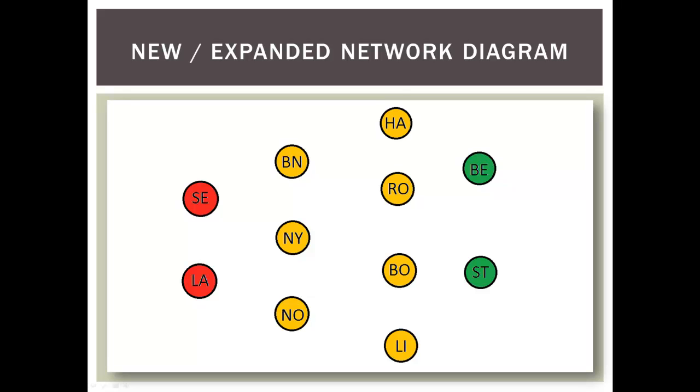So as you can see on the right hand side, the uppermost green circle, BE, stands for Berlin. And as we go along the top of our network, we have Berlin, then we have Hamburg, which is HA, BN, which is Boston, and then SE, which is Seattle. So those four nodes are brand new to our network.